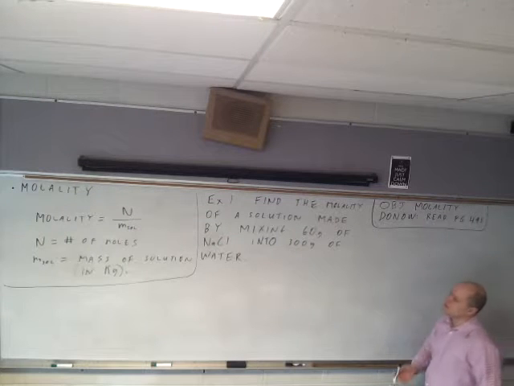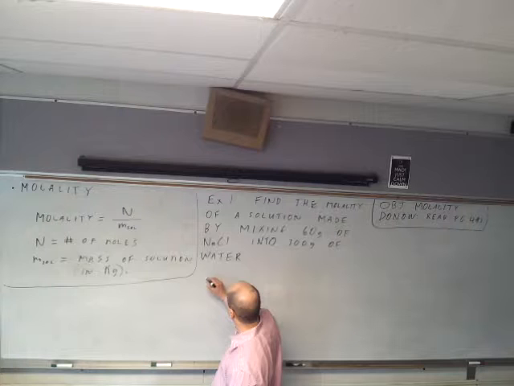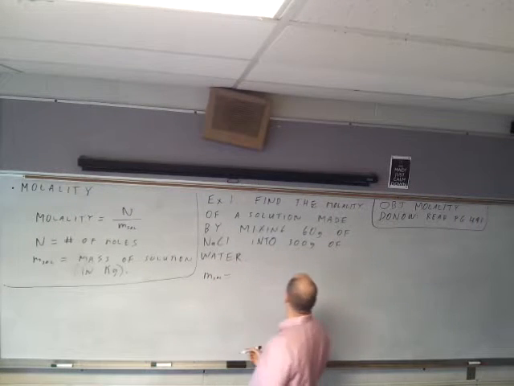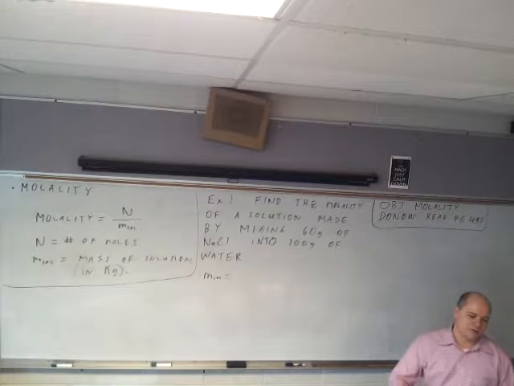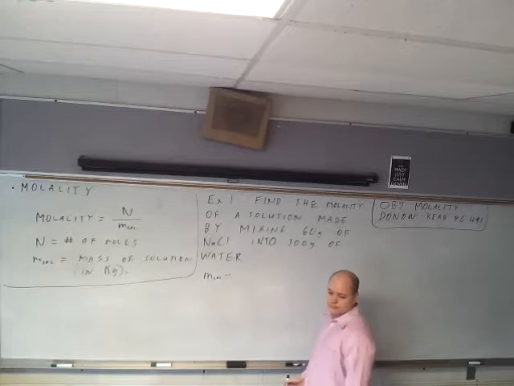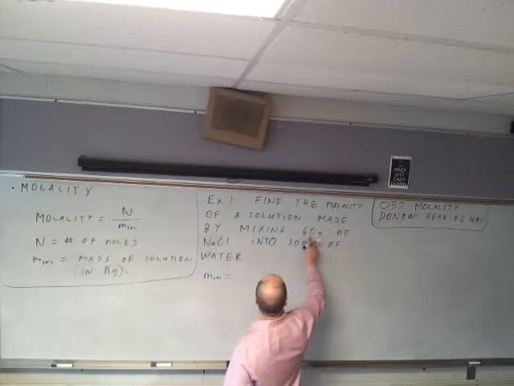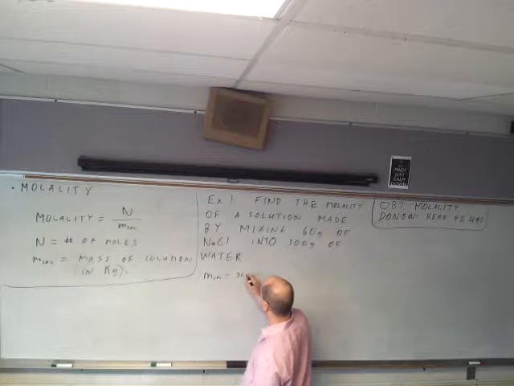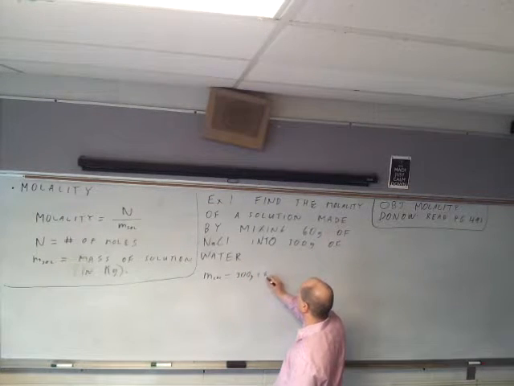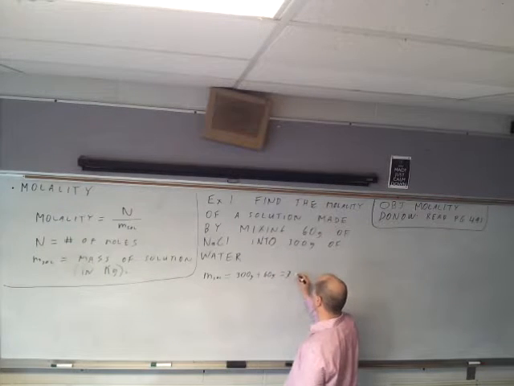So let's go ahead and find what we can find here. Let's do mass of the solution first. M solution. So how am I going to find this? Just 300 plus 60. We're just adding together the mass of the water plus the mass of the solute. So 360 grams.